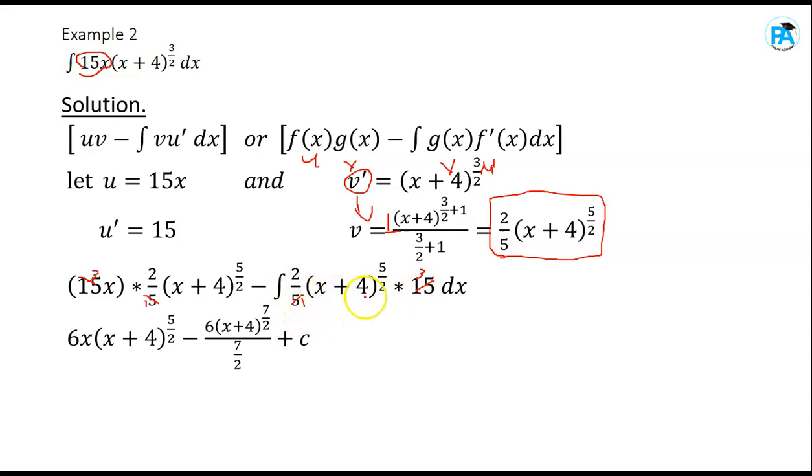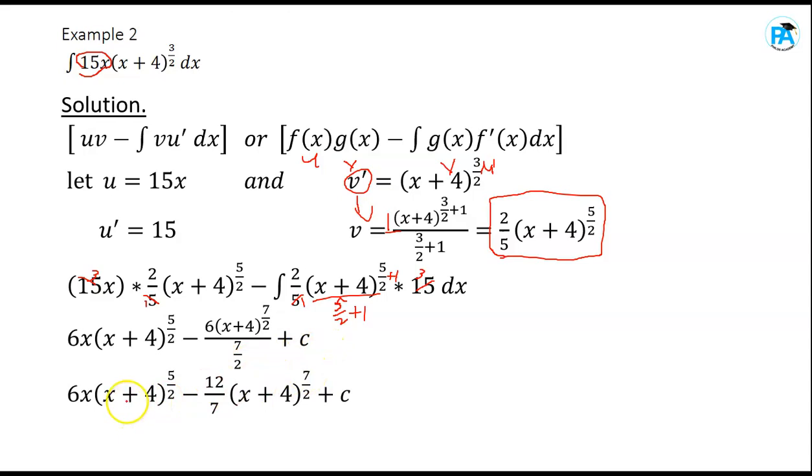So when we integrate this, it means that we are going to add 1 to the exponent and divide by what? The new exponent, which is 5 over 2 plus 1. So 5 over 2 plus 1 gives you 7 over 2. All divided by 7 over 2. Have you seen that? Plus c.